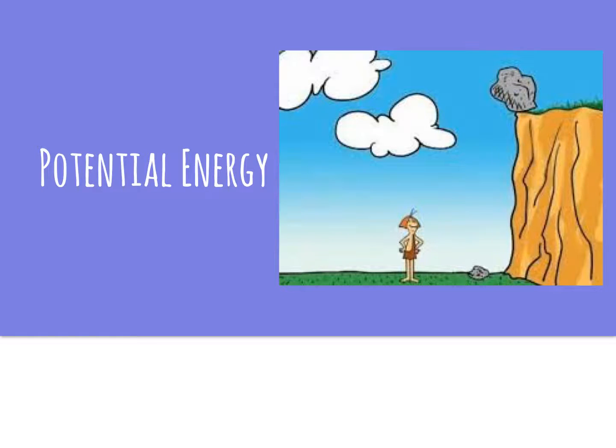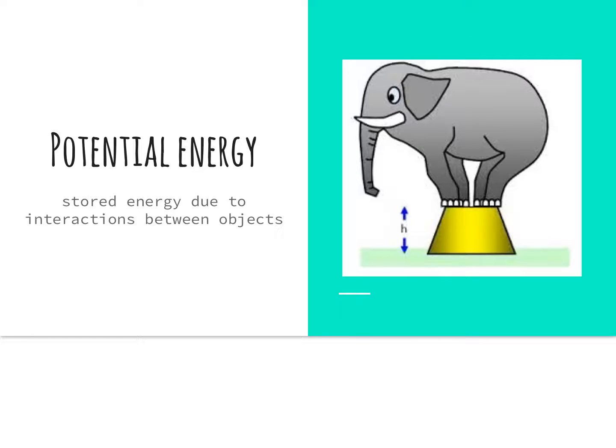Okay, potential energy. So we had kinetic energy, which was moving energy, and now we have potential energy, which is anything stored. So this lovely little picture has a rock up here that's got some potential energy because it's sitting stationary up on top of the cliff. So potential energy is the stored energy. And when they say interactions between objects, this just means because we have gravity and other things on Earth, this is what's giving things potential energy. All right.